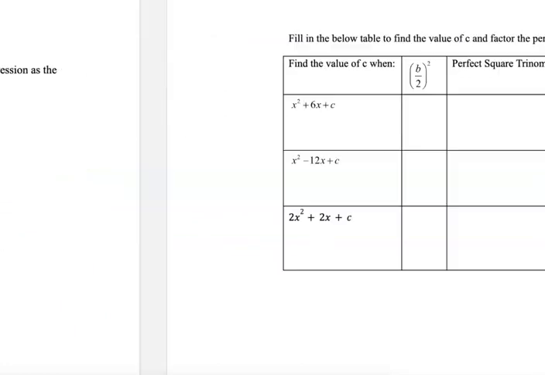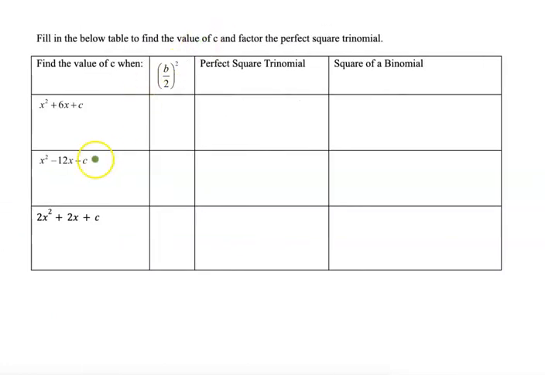Okay, so what are we going to do with that? Well, let's do some practice first. Let's find the c value that makes this into a perfect square trinomial. So the first thing we do is we take our b value, in this case it's 6, divide it by 2, and we square it. So I have 6 over 2 is 3, and 3 squared is 9. So my perfect square trinomial is x squared plus 6x plus 9, and I can rewrite it as the square of a binomial to be x plus 3 all squared.